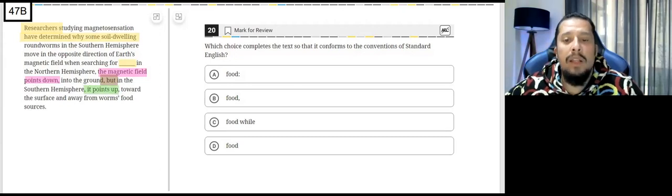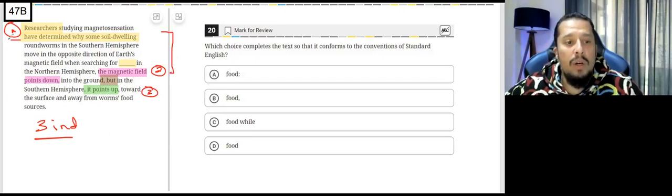Wow. How many independent ideas do we have in this sentence? We have 3 independent ideas. The yellow is independent idea number 1. The pink, purple is 2. The green is 3. We have 3 independent ideas. I want you to look at independent idea number 1 in the yellow and independent idea number 2. If you're telling me answer D, that's a run-on sentence.